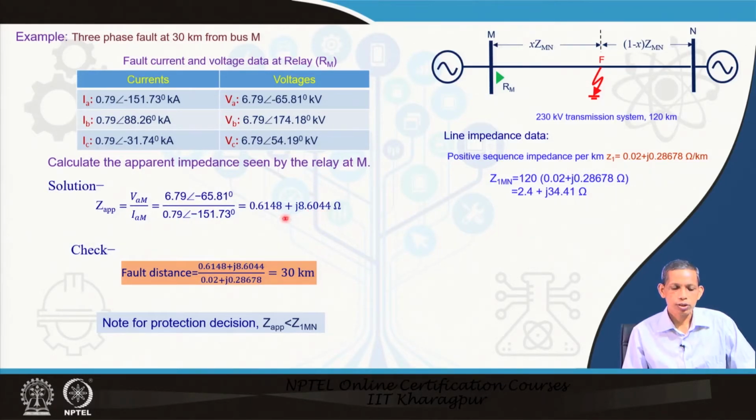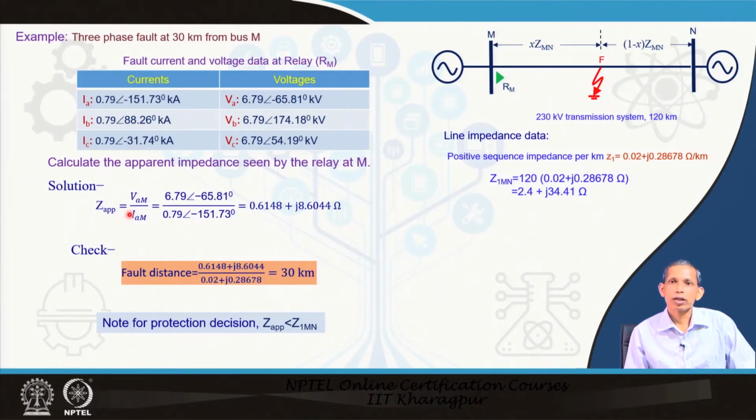So, this is the apparent impedance which will be calculated by the relay, and which will subsequently be used for the relay decision. The relay will afterwards check whether this impedance is inside the trip boundary or not. If it is inside, it goes for a trip decision, otherwise it remains silent.